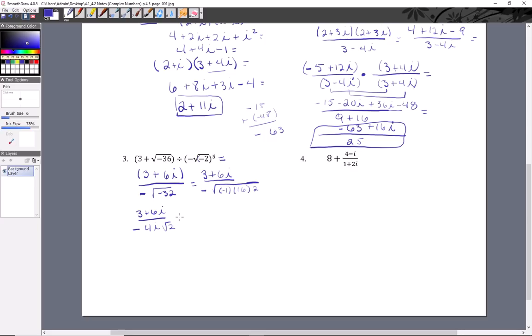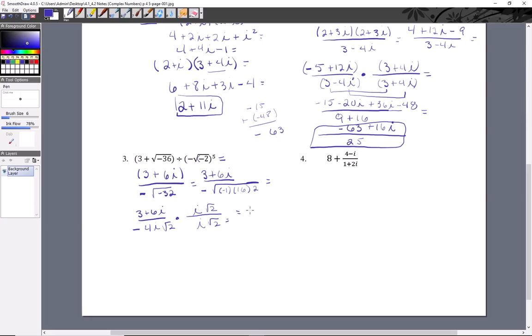All right, so we're going to have to rationalize that denominator, and we have 2 radicals here. I is a radical, radical 2 is a radical. So we won't worry so much about the negative 4, and we're going to multiply by i square root 2 over itself. Let's see what we get.